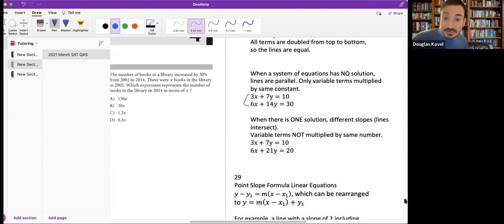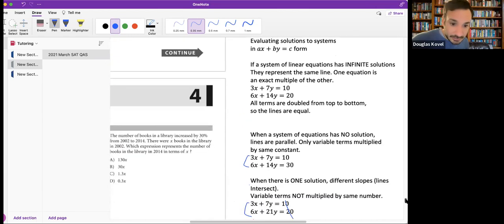And again, the way you could confirm this is you could see that x and y are not multiplied by the same number. So in this example, I see that my 3x is doubled to be 6x, but my 7y is not doubled to be 14y, so it's tripled. And then the y-intercepts are just irrelevant in this one.